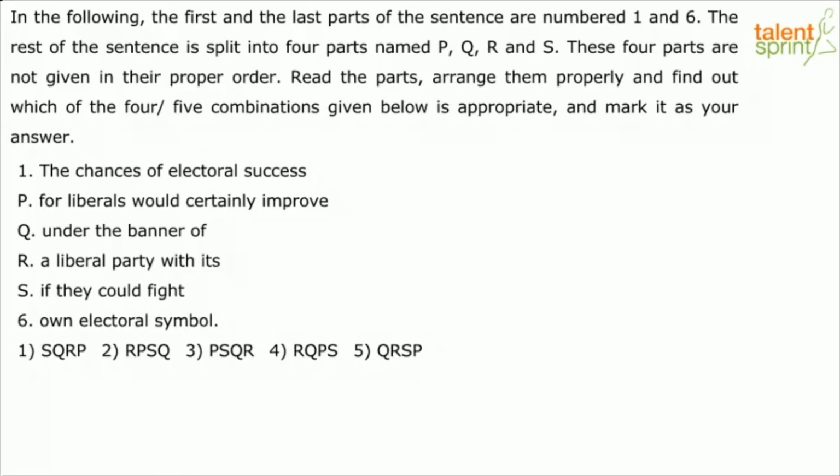What technique are we going to apply here? The chances of electoral success, and then I have P: for liberals would certainly improve under the banner of a liberal party, if they could fight with their own electoral symbol. Answer is option 3. Okay, so let's identify the subject here, right? Like one of the other strategies, especially when it comes to sentence connectors, is to, let me write that down, identify the subject. We've applied this before as well. Identify the subject, identify the action, and then you connect and create the remaining sentence.